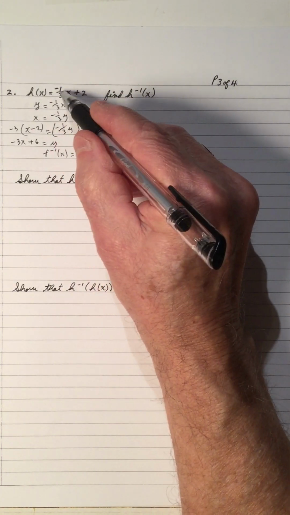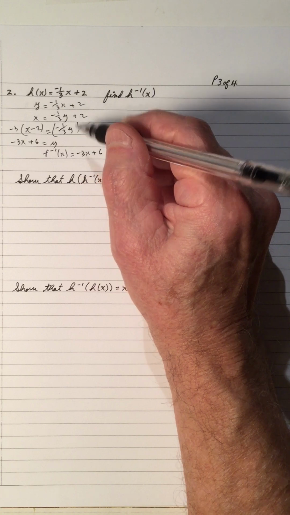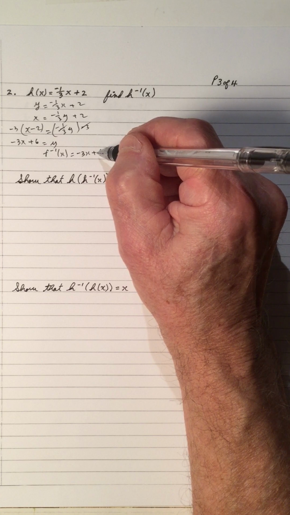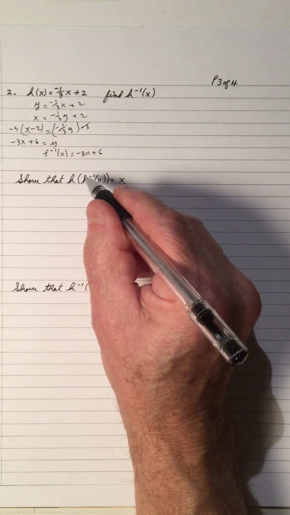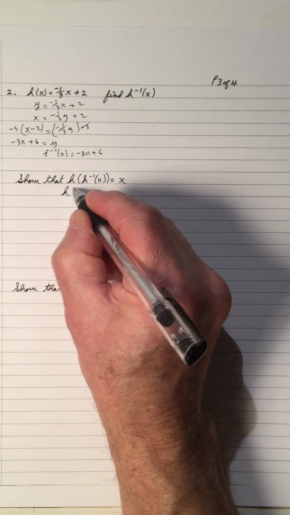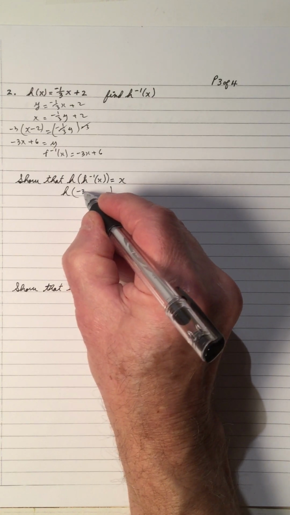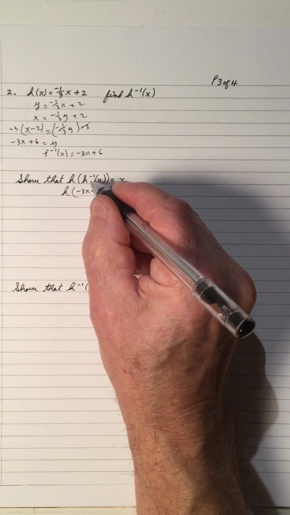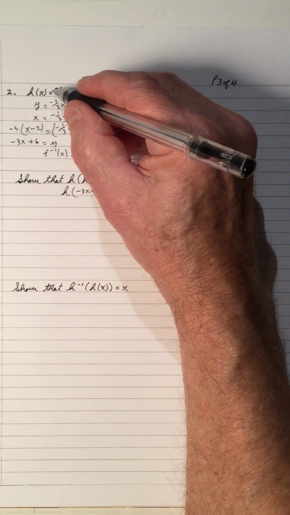So h of x is negative 1/3 x plus 2. So its inverse is negative 3x plus 6. Now let's show that h inverse of x composed with h is x. So h to the negative 1 of x is negative 3x plus 6. And now we're going to sub that into h.